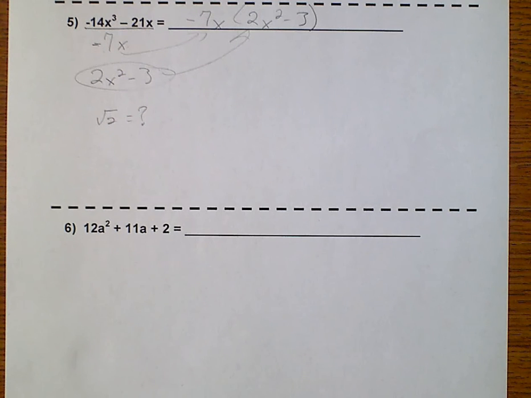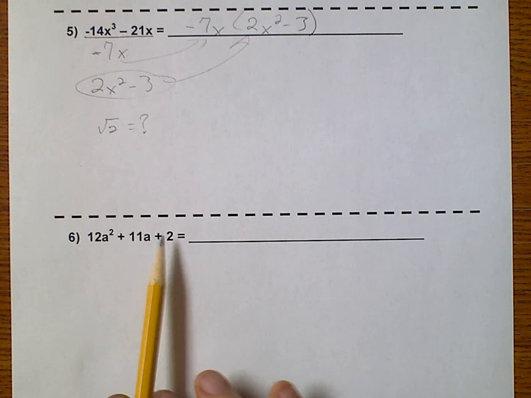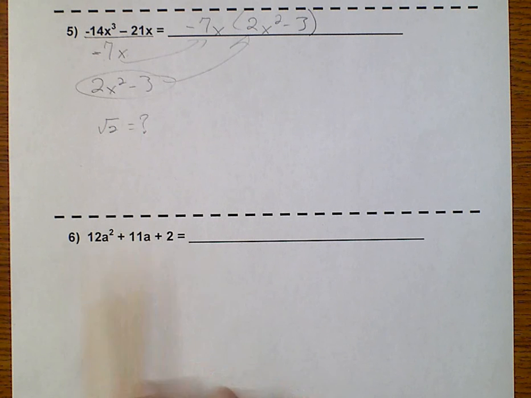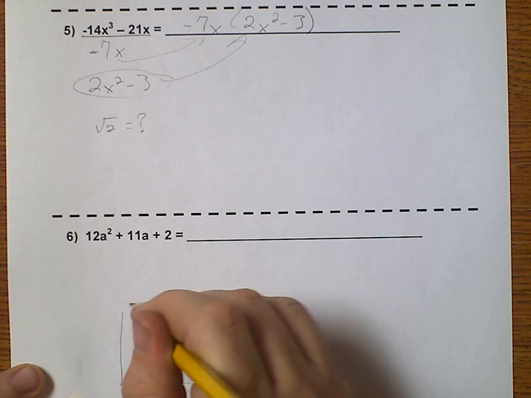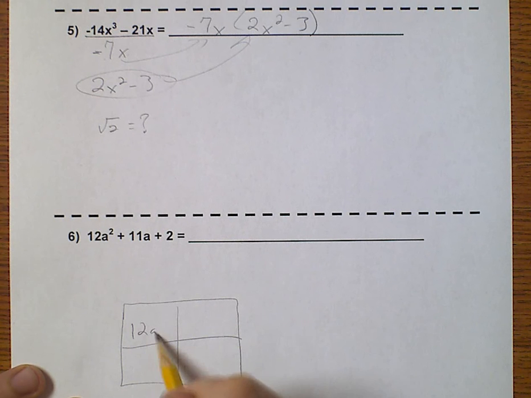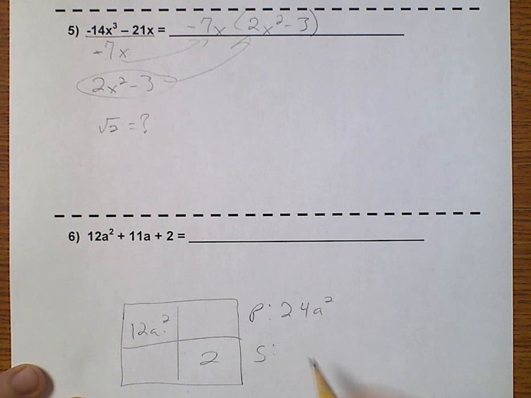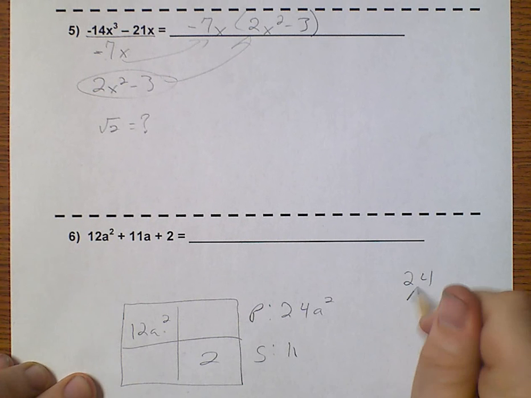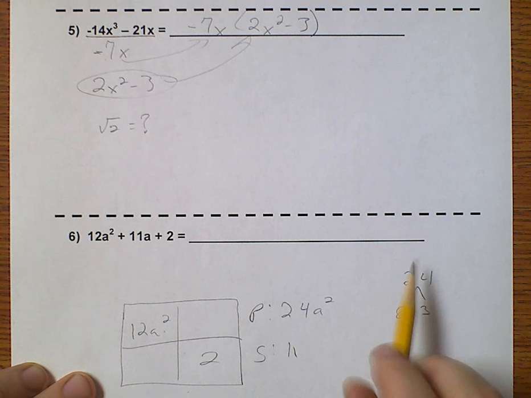And now for our last example, I'm looking at this and I go, well, 11 doesn't divide by 2, and so I can't divide by anything else, meaning that this is just ready for me to attempt to do the box method. So this is 12a squared and 2 with a product of 24a squared and a sum of 11. Well, 24 would be 8 and 3. 8 times 3 is 24. 8 plus 3 is 11.